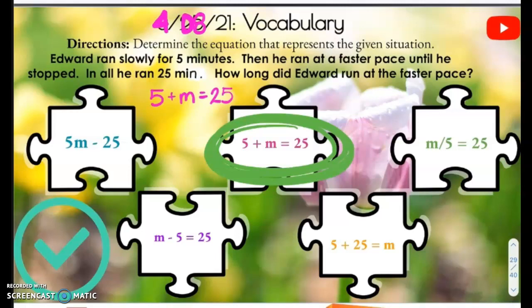Also, we can figure out, 5 plus 20 equals 25. So we can also say that M equals 20 minutes. So he ran 20 minutes at the faster pace, but you don't need to write that.